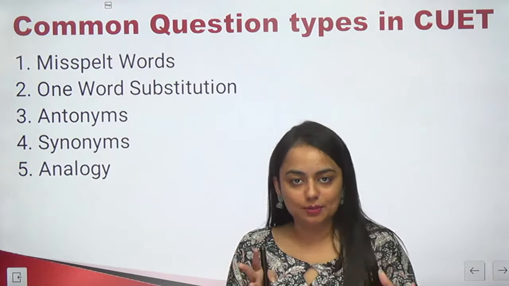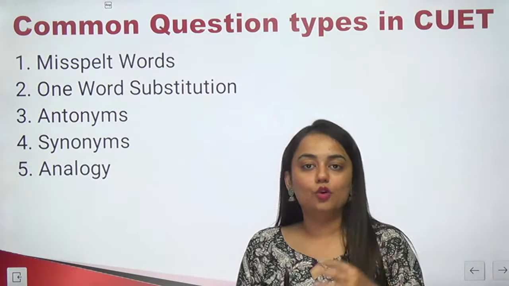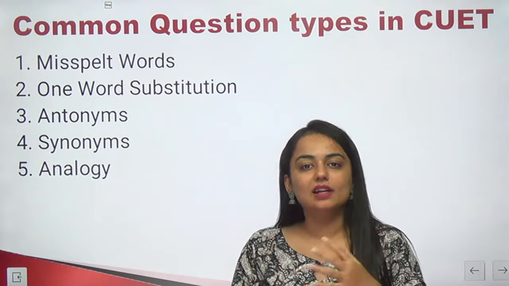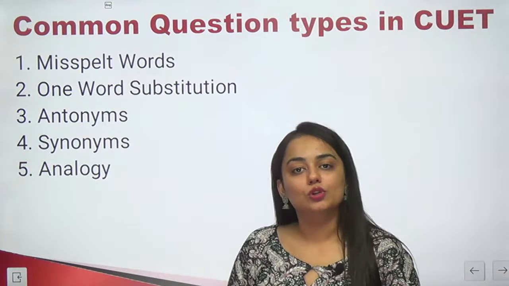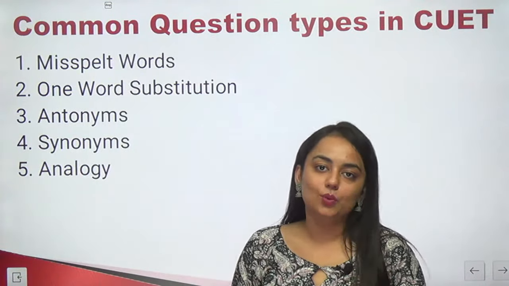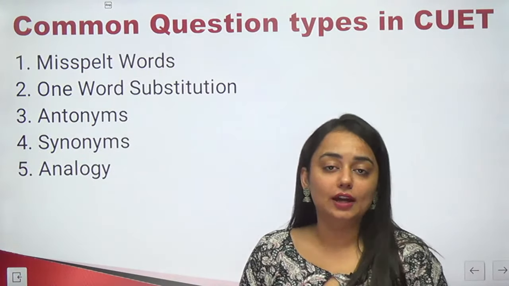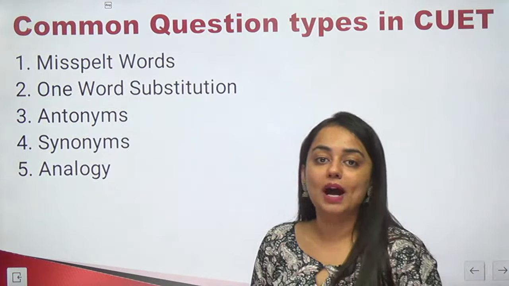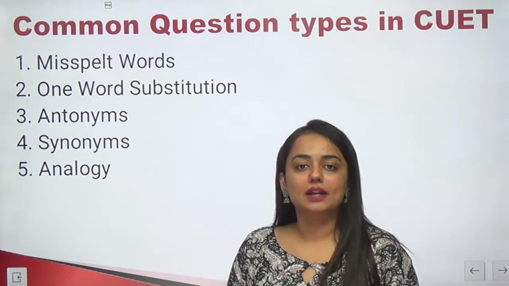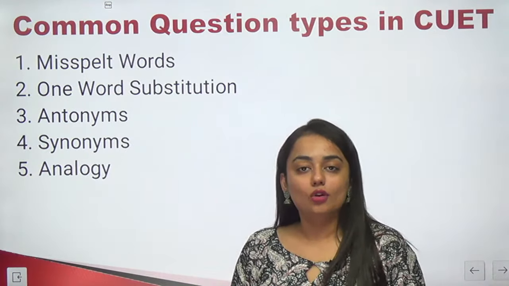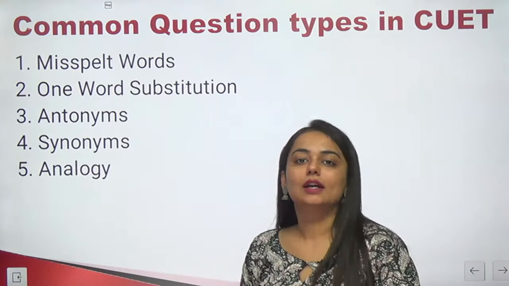Antonyms are opposite meaning words. You had to find out, on the basis of the given word, from the four options which word is exactly opposite in meaning to the given word. Questions were seen from synonyms also, that is similar meaning words. Then there were questions from analogy. We've done a video on analogy also, you can go back and see the video. Analogy is drawing comparison or similarity between two words, or on the basis of a given pair of words, you have to find a similar relationship pair.